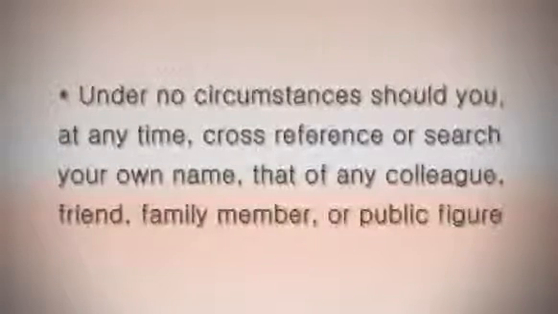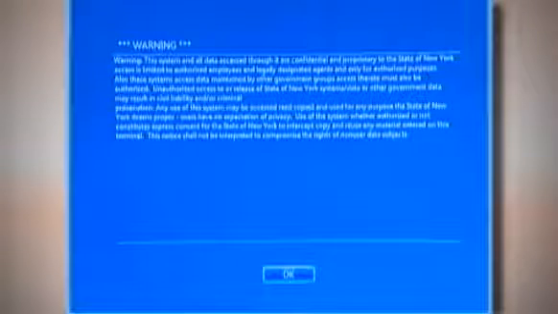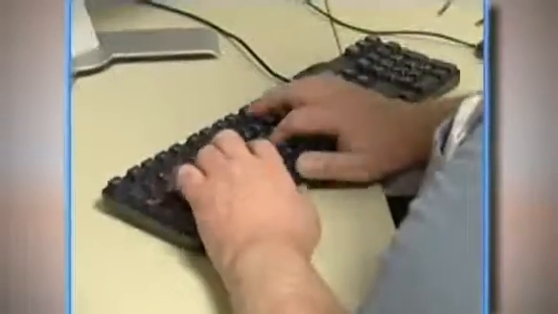Under no circumstances should you at any time cross-reference or search your own name, that of any colleague, friend, family member, or public figure. To do so would be a violation of the confidentiality law. Misuse of connections, including the initiation of name searches not directly related to your duties conducting first-level reviews, will not be tolerated. As a regular business practice, the connection system maintains an audit trail of all user activity. Accessing cases not related to your job duties under first-level review could result in severe consequences.